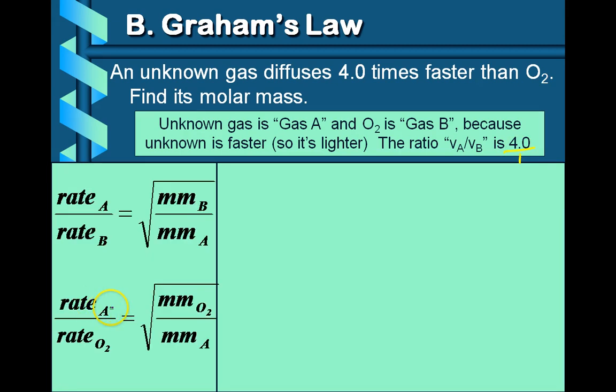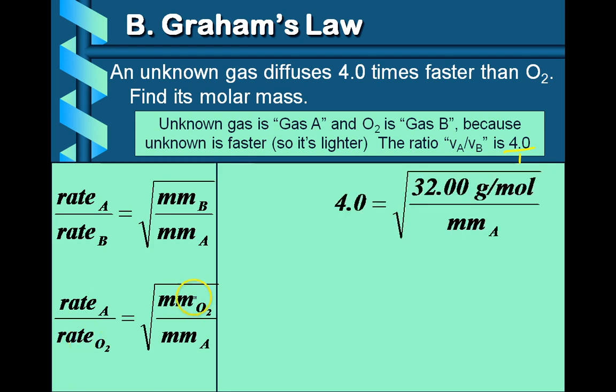So let's call the unknown A. The rate of A as compared to the rate of oxygen is 4. And we know that the molar mass of oxygen is 32. How do we know that? Because it's one of those diatomics, it's O2. So 32, and we don't know the molar mass of A.